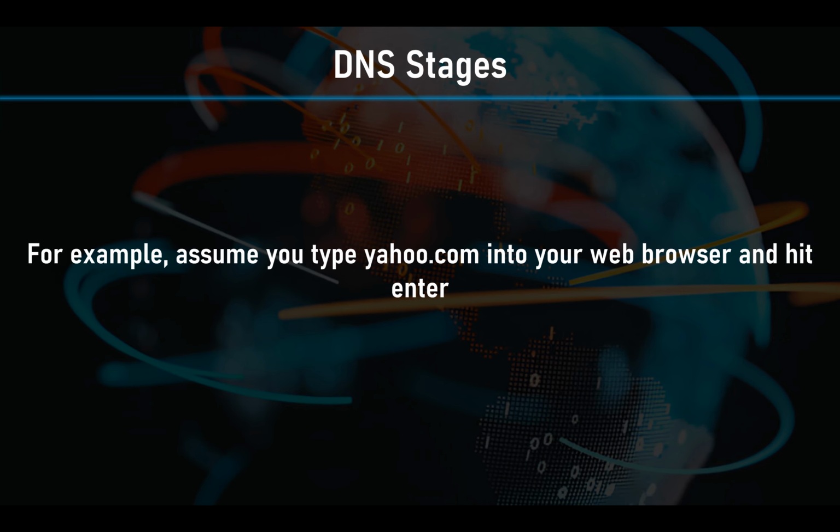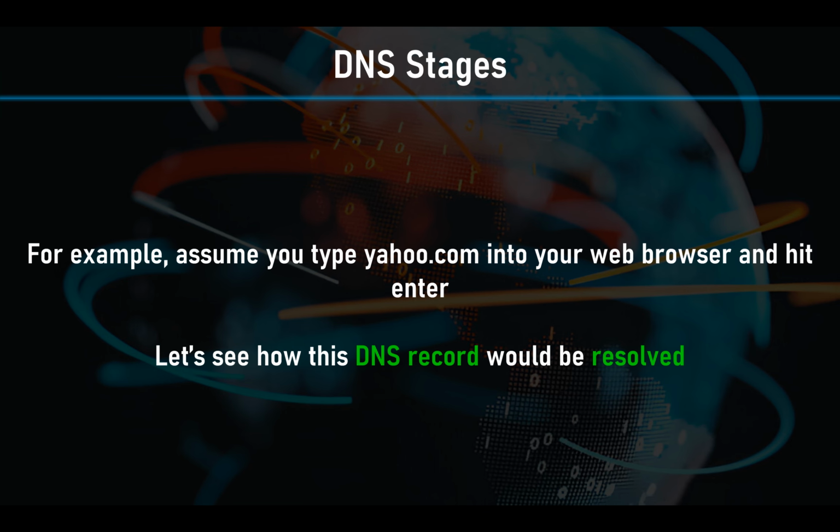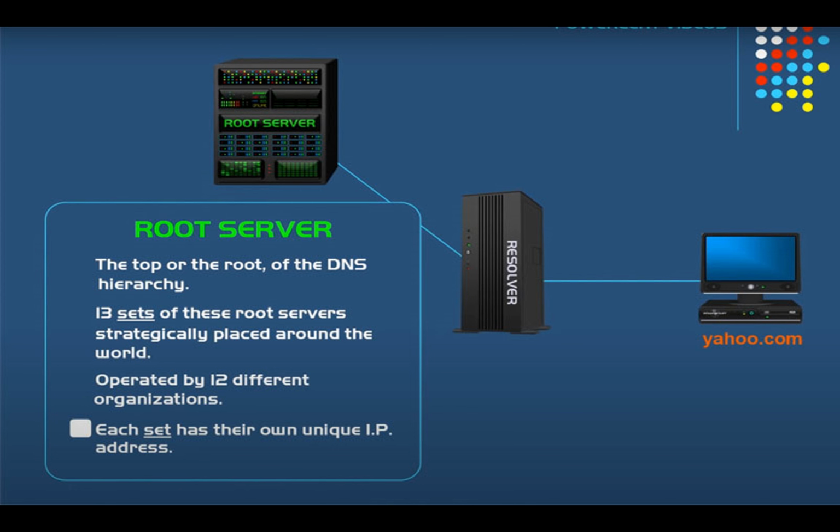So for example, let's assume you type in yahoo.com into your web browser. I think a lot of people probably don't even know what Yahoo is. I guess especially depends on which country you're from. Alright, so let's see how this DNS record would be resolved. And I guess Yahoo is kind of like the old Google, right? So I think actually 20 years ago, or sort of 25 years ago, maybe in 2000, Yahoo was the most visited web page.